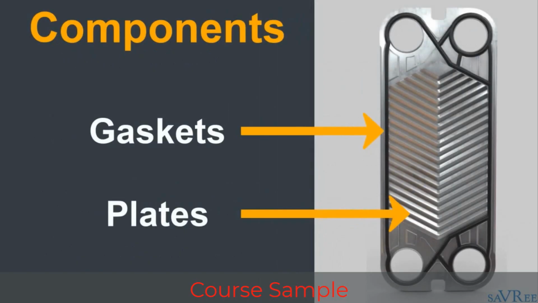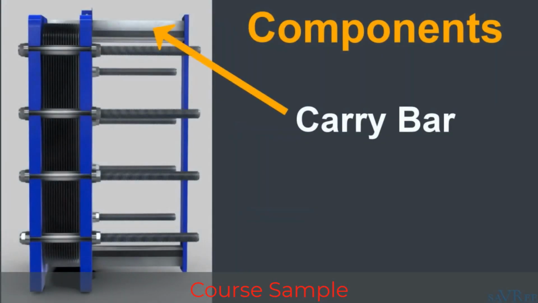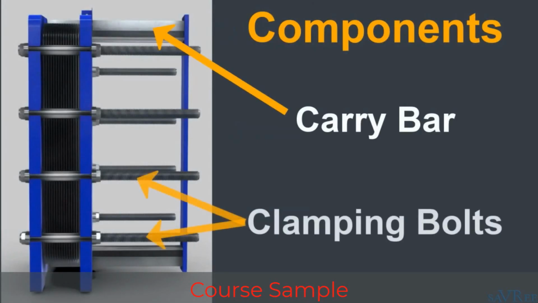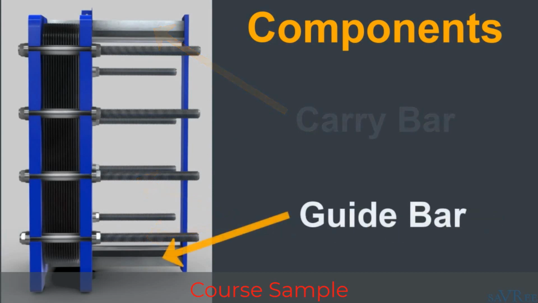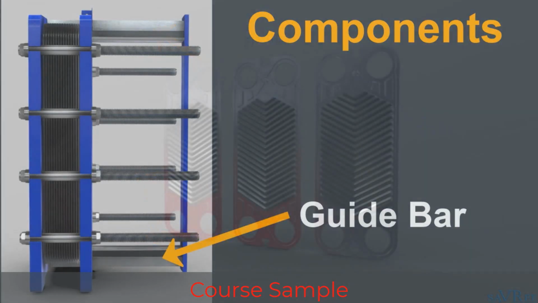Gaskets and plates are used to separate the flow mediums and prevent them mixing. The gaskets are adhered to one side of each plate only. The plates hang upon a carry bar and are pressed together using clamping bolts. When the plates are compressed together, they form a plate stack. A guide bar ensures the plates are aligned correctly when the plate stack is opened and closed.